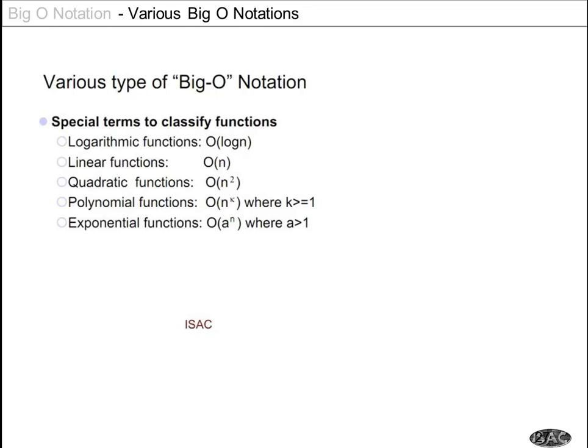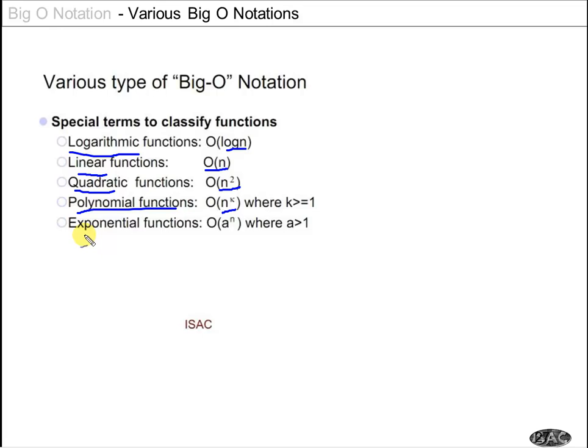Now there are various types of big O notation of functions. There are various names given to these algorithms. It is called logarithmic if it is of order log n. It is called linear if it is of order n. It is called quadratic if it is of order n square. It is called polynomial if it is of order n^k, where k is greater than or equal to 1. So these are also polynomial, but generally if it is n to the power 1 or 2, we call them linear and quadratic directly. If it is n cubed, then it is cubic.